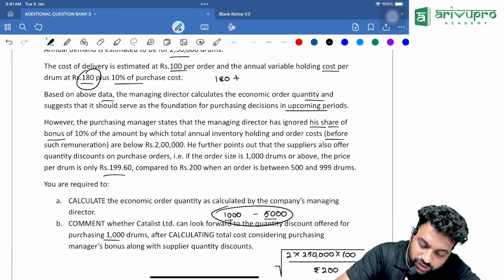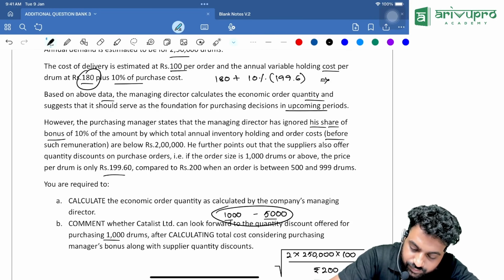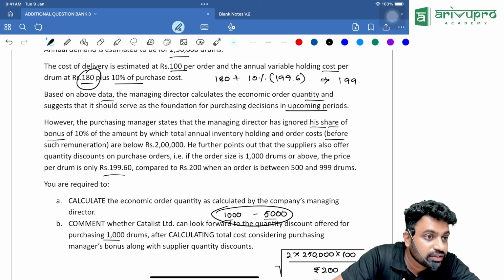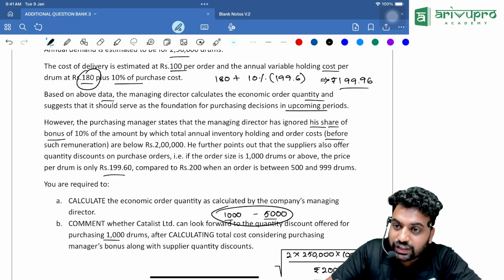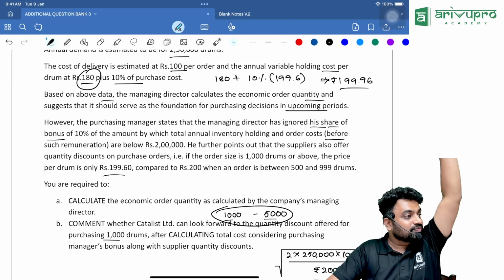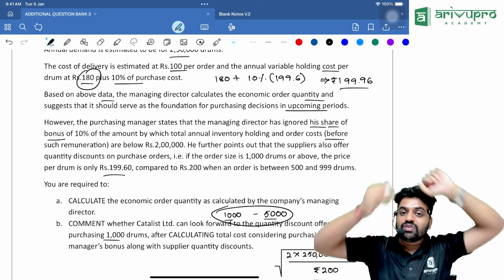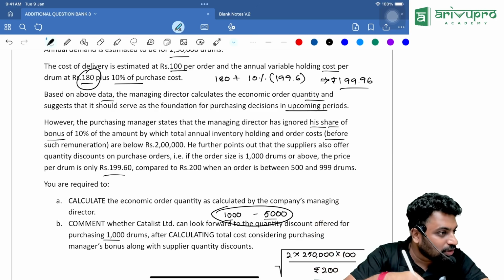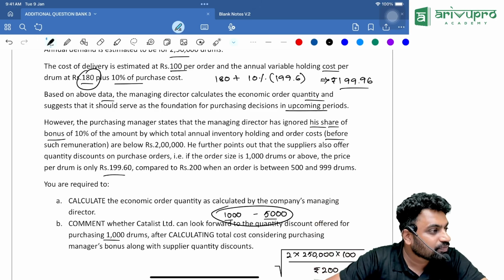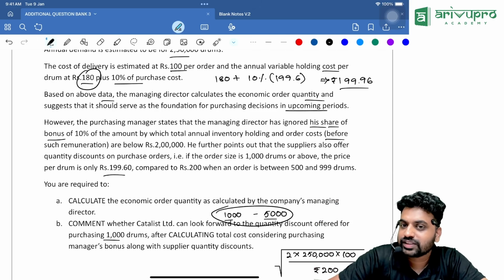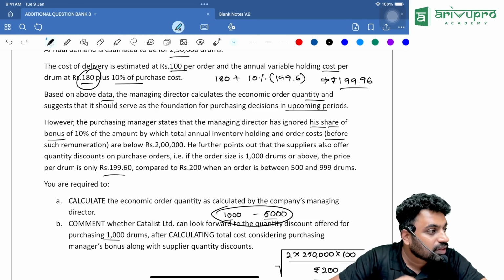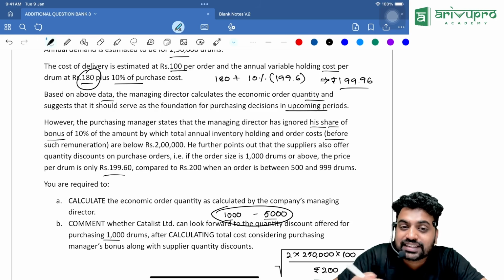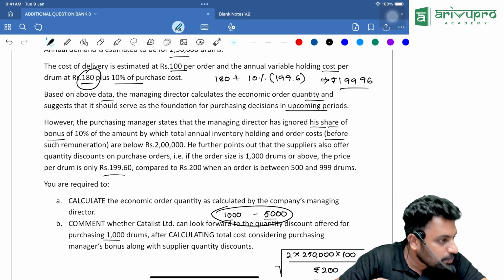Under discount, 10% of 199.6 is 199.96. So try to understand, your carrying cost per unit is 199.96. Ordering cost per order is 100. Which means for each and every unit you carry more and more, it is as good as you are placing one more order. Getting it? That's why we will select the one with the lower order size, because the more the order size, the more the carrying cost. Hope you understood what I told.